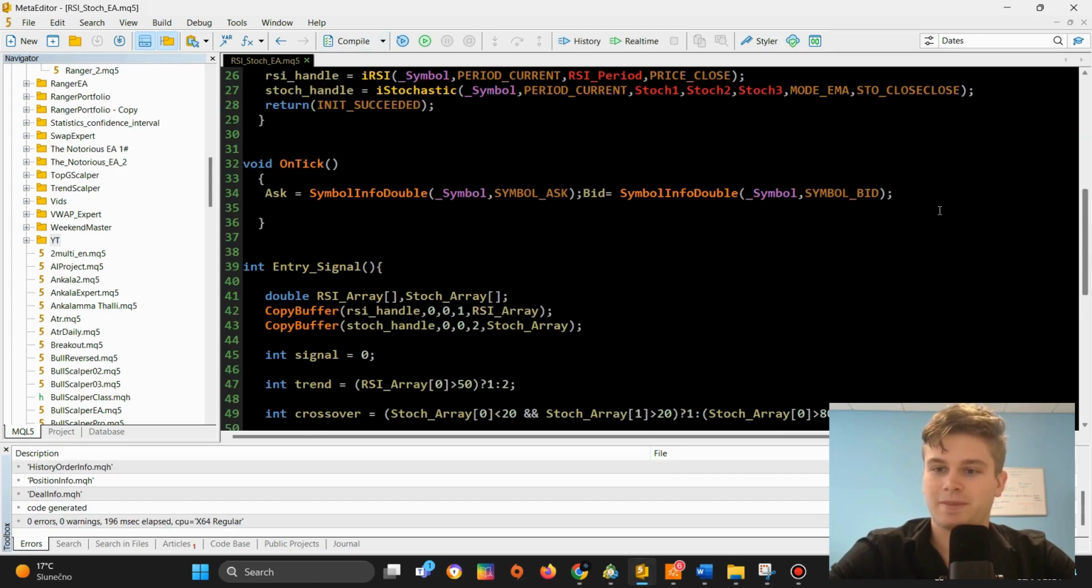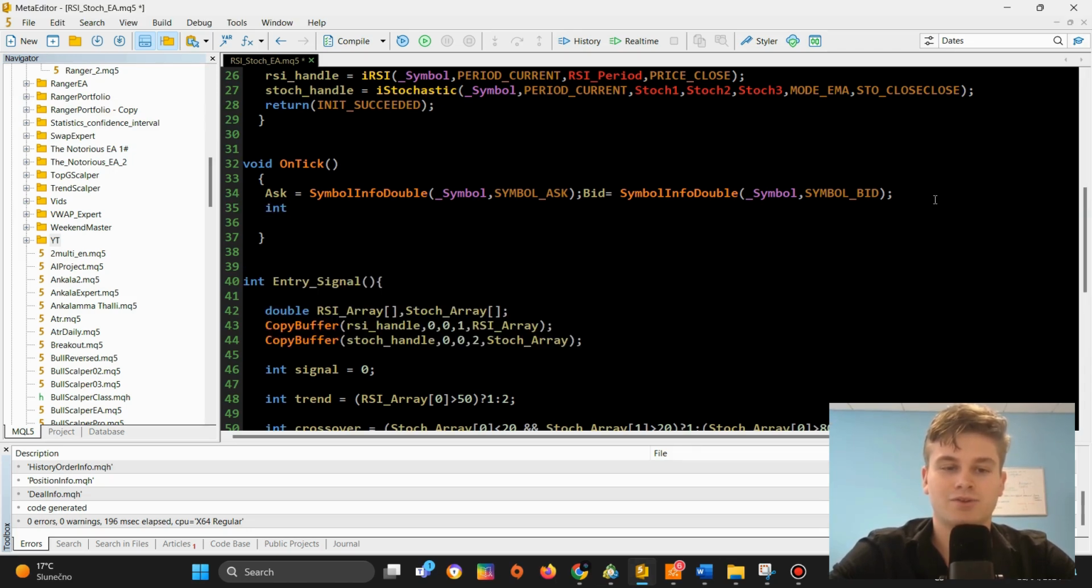Then I will go here to our OnTick function, and I will create a new integer variable, and let's call it signal.